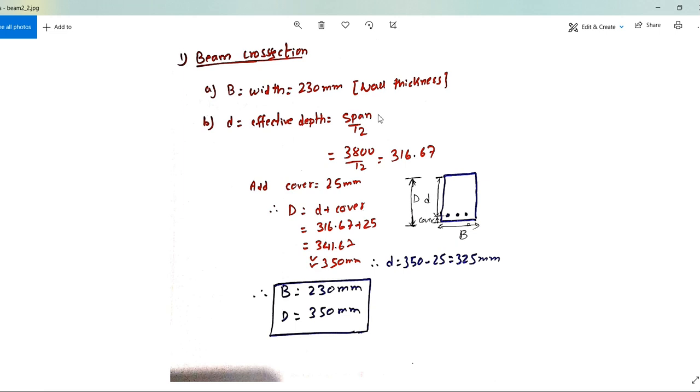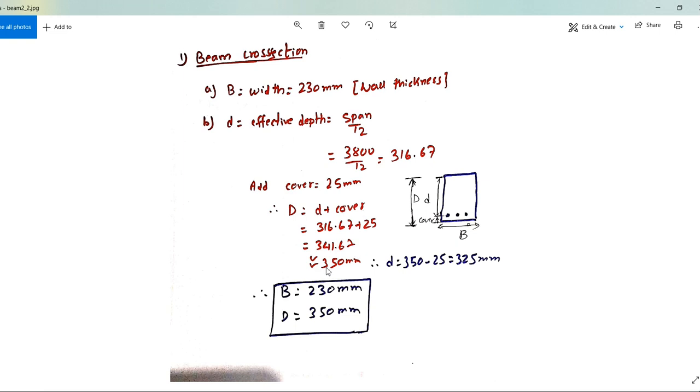We can get the effective depth by dividing the span by 12. In our case, let's assume the span as 3800 mm, divided by 12. We get this value, 316.67. Upon adding cover, we get a total depth of 341.67 mm.